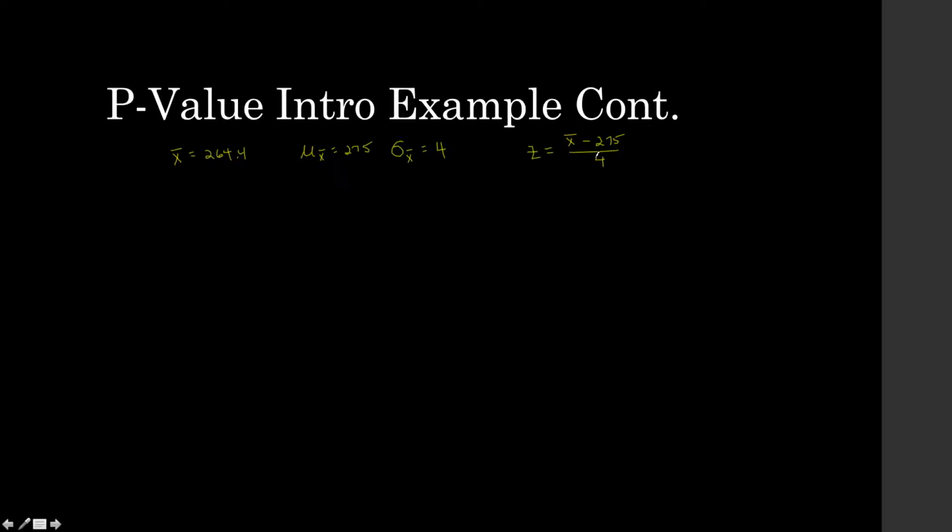So this is basically what our criteria is going to be. If the p-value is less than or equal to the significance level, remember alpha is the significance level, if the p-value is less than or equal to the significance level, then we reject.